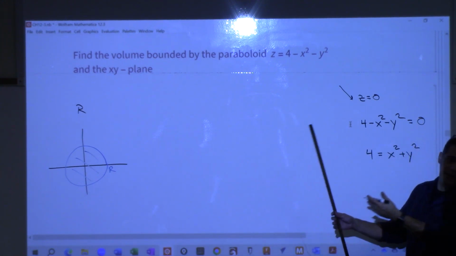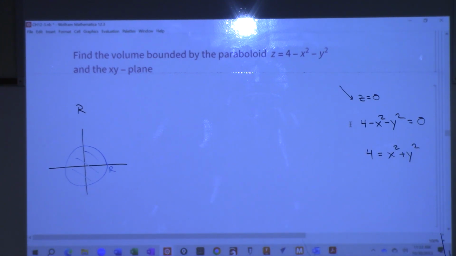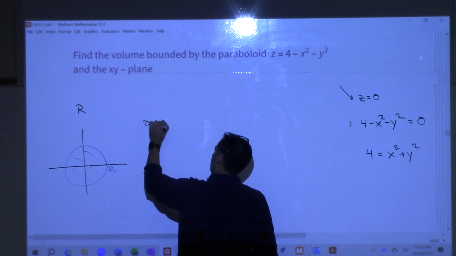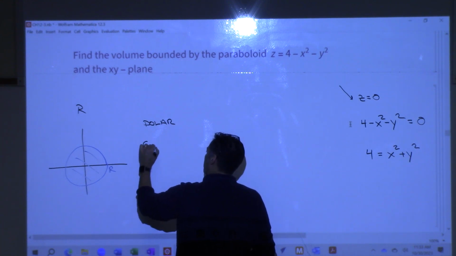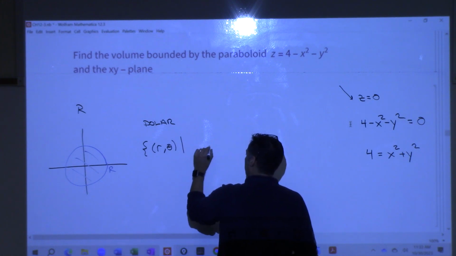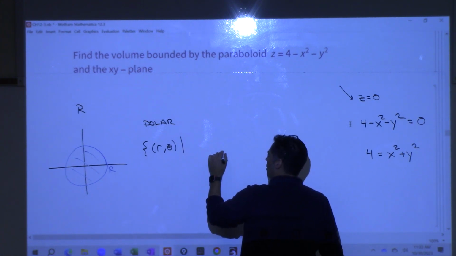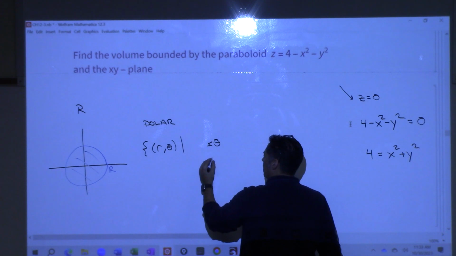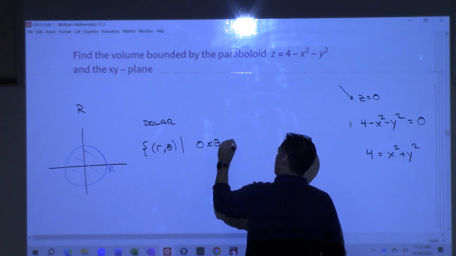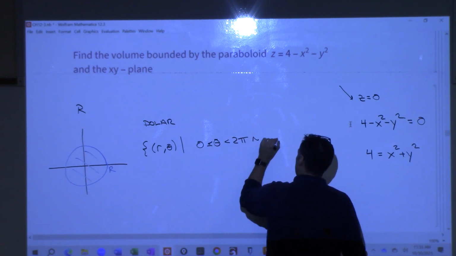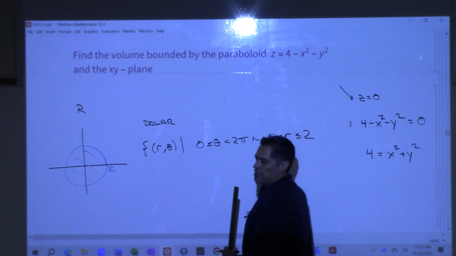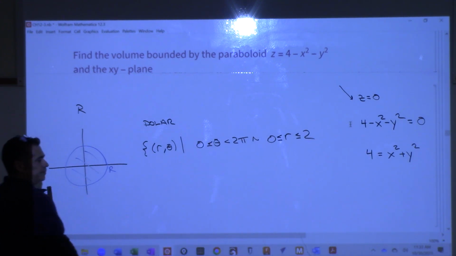That's a perfect polar region, isn't it? In polar, we would say that that's the set of points r and theta, right? It doesn't matter what order you do this in. Let's go theta first. Theta is between 0 and all the way around, 2 pi. And your radius is between 0 and 2.